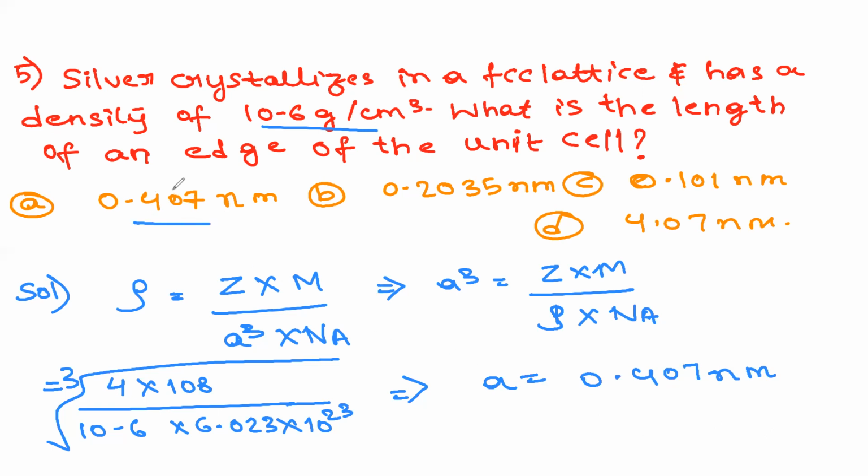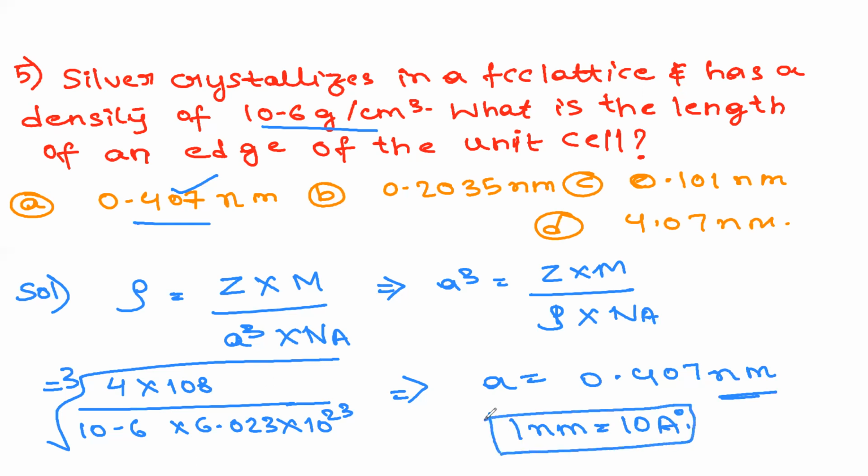And here is one more important point. Here the density is given in grams per centimeter cube. Whatever cube root of a you get, that a will be in centimeters. So you have to convert those centimeters into angstroms, and you know 10 angstroms is equal to 1 nanometer. So from the cube root of this, whatever value you get is in angstroms, and you have to change those angstroms into nanometers. For this question, 1 nanometer is equal to 10 angstroms.